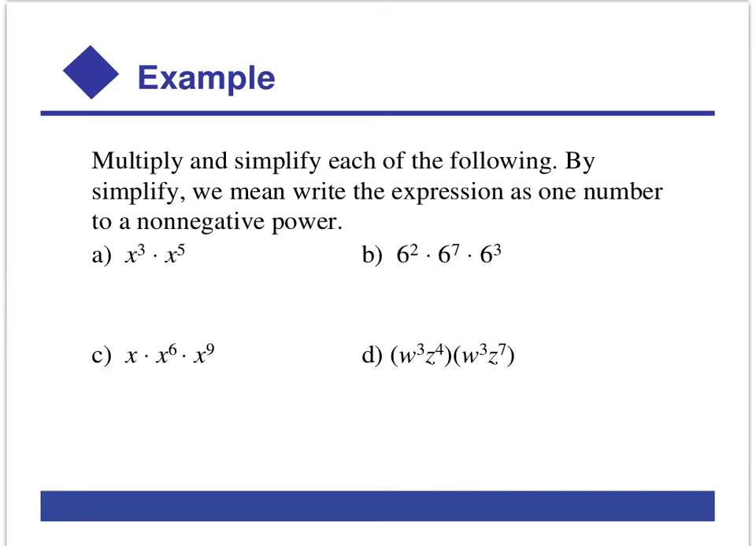So a becomes x to the 8th. B becomes 6 to the 12th. Because when you add them all, 2 plus 7 is 9, plus 3 is 12. And then when you're looking at this one, remember there's an understood 1 here. So this becomes x to the 16th. And then the last one is w to the 6th and z to the 11th.